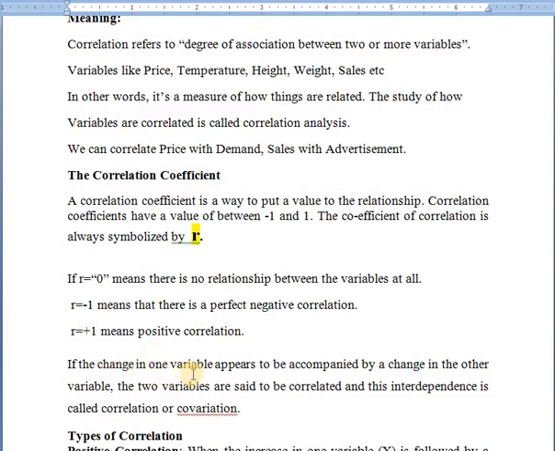If the change in one variable appears to be accompanied by a change in the other variable, the two variables are said to be correlated, and this interdependence is called correlation or covariation.